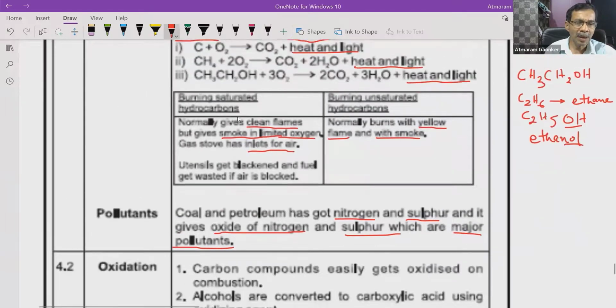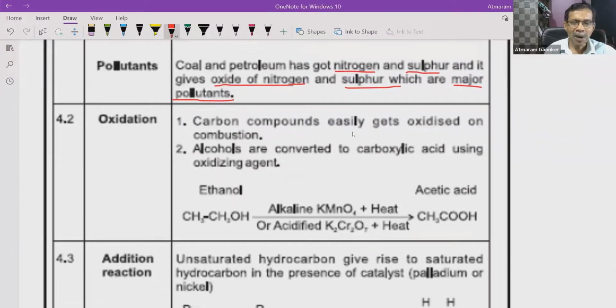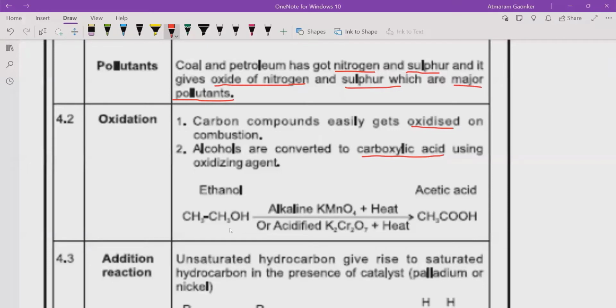And next we will see the oxidation reaction. Carbon compounds easily get oxidized on combustion. Alcohols are converted into carboxylic acid using an oxidizing agent, and this reaction is normally asked. So you may be asked to state which is the oxidizing agent and so on. For example, this CH3CH2OH, what is the name of this? Yes, it is ethanol.